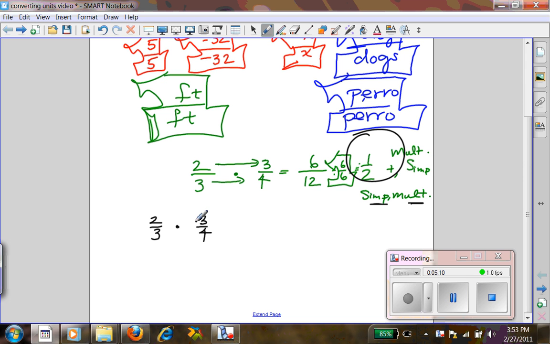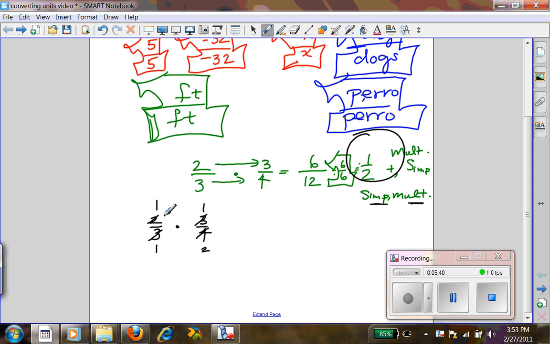What number goes into 3 and 3? I hope you just said 3, Mrs. Wrigler. So 3 divided by 3 is 1. 3 divided by 3 is 1. Now look the other way. 2 and 4. What number can you divide 2 and 4 both by? And you said 2. Good answer. 2 divided by 2 is 1. 4 divided by 2 is 2.